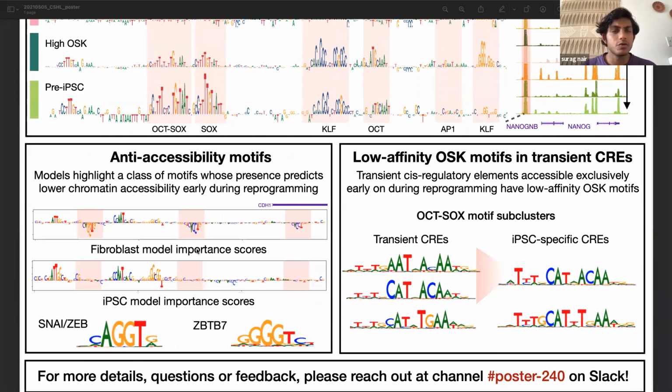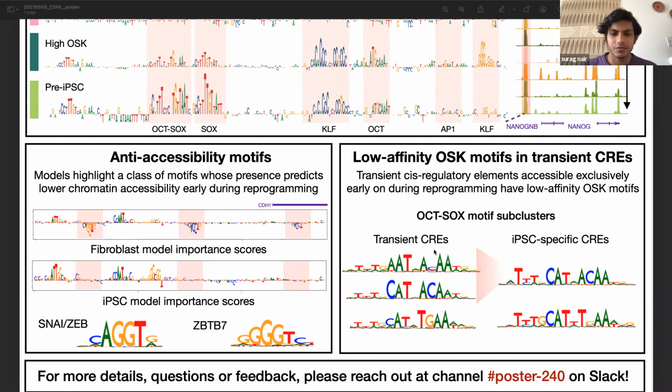We observed a new class of motifs that we term anti-accessibility motifs, whose presence is predictive of lower ATAC-seq signal than their absence. These motifs include the ZEB and the ZBTB7 factors, both of which are known transcriptional repressors.